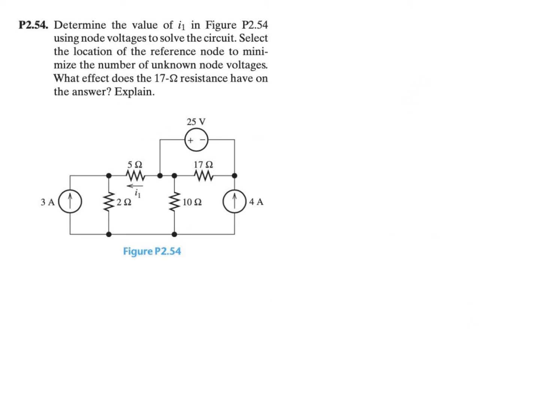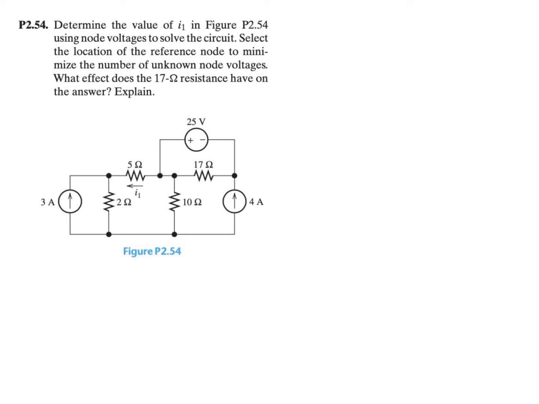Last question, question P2.54. Determine the value of I1 in figure P2.54 using node voltage to solve the circuit. Select the location of the reference node to minimize the number of unknown node voltages. And the question also asks, what effect does the 70 ohm resistance have on the answer?